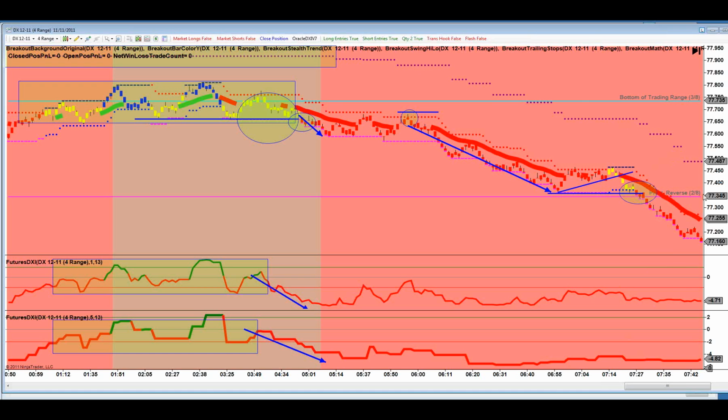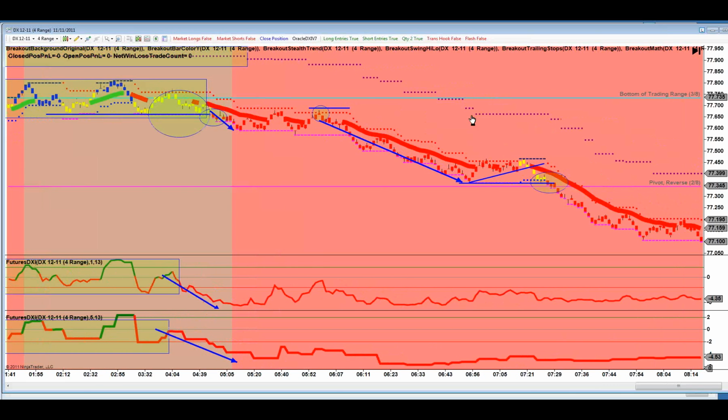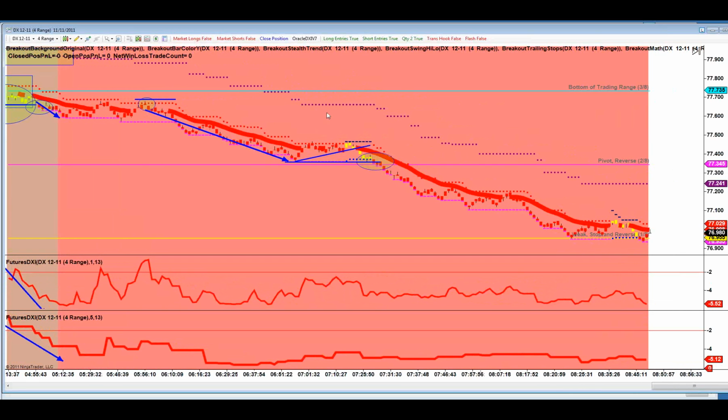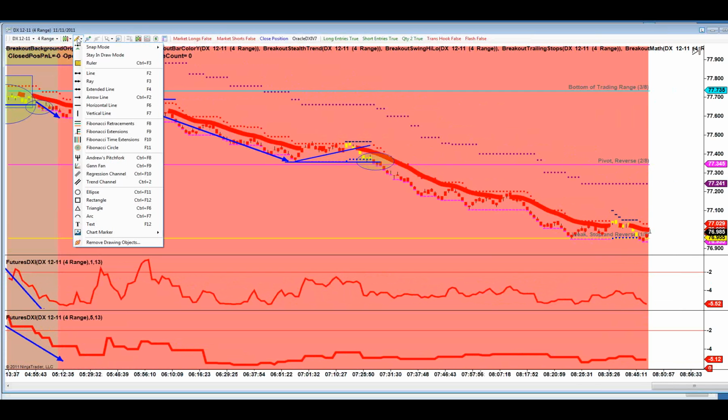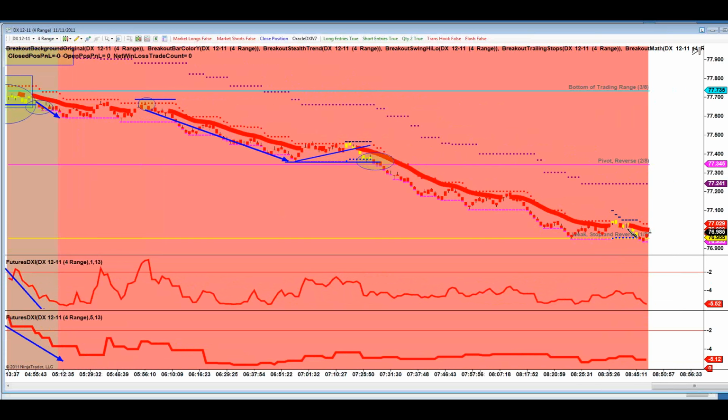Boom, you pull the trigger, I don't know, 34-ish, you're filled, and then you trail your stop, trail your stop, trail your stop, and you probably got nicked out of the trade somewhere down in here. That probably got you right there.